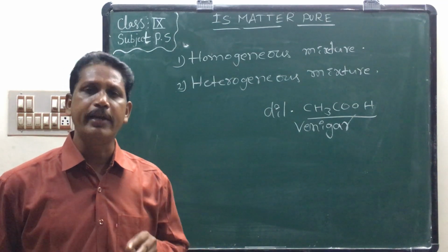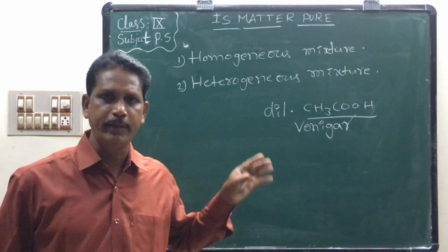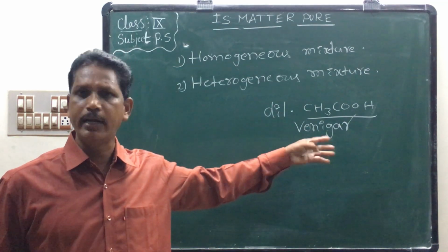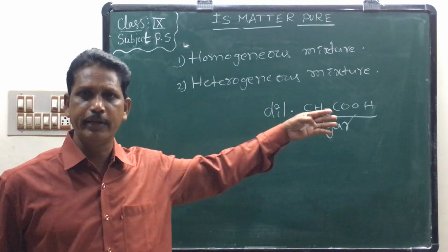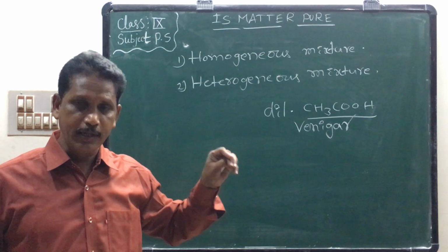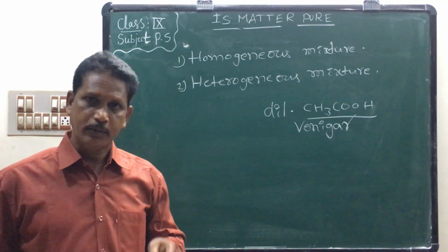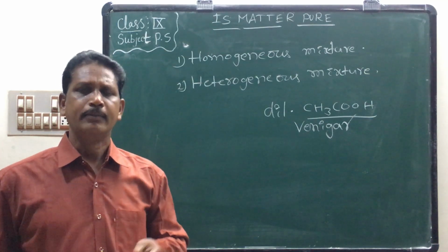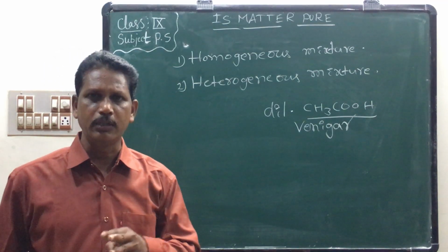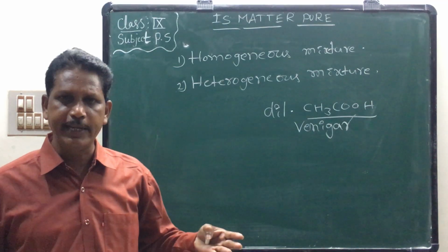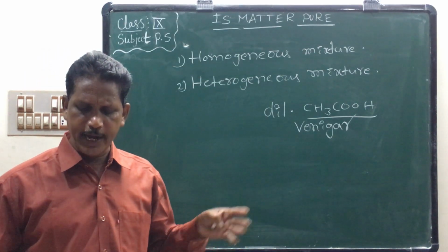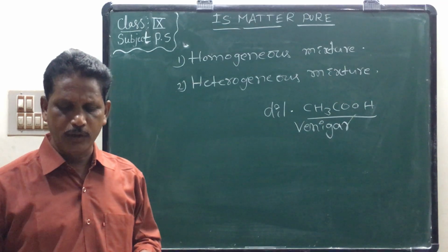For example, a mixture of oil and vinegar. Vinegar means dilute acetic acid. Vinegar does not dissolve in oil. And naphthalene and water. Naphthalene is mixed with water. Naphthalene does not dissolve in water. So both these mixtures are heterogeneous mixtures. We conclude the mixtures are of two types.